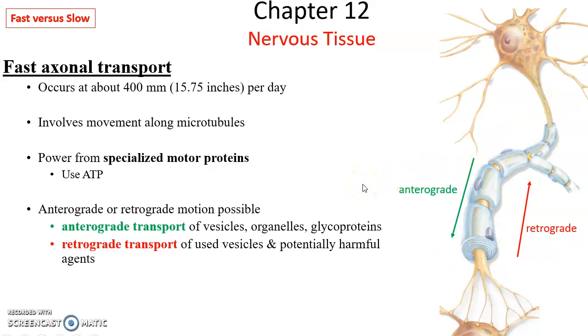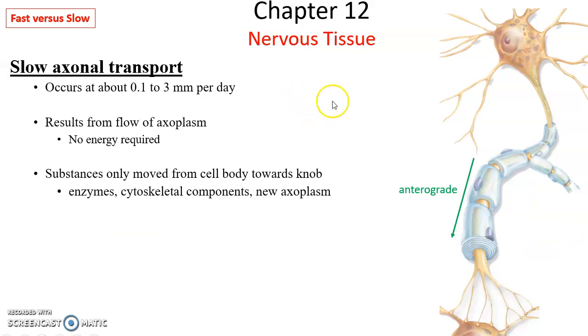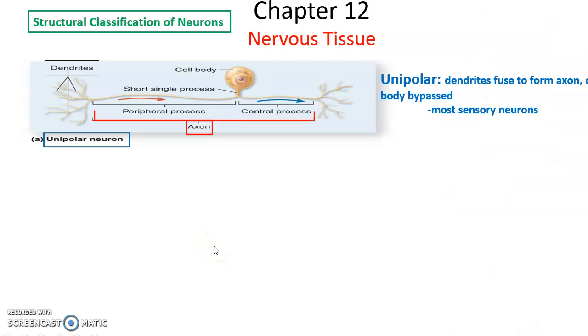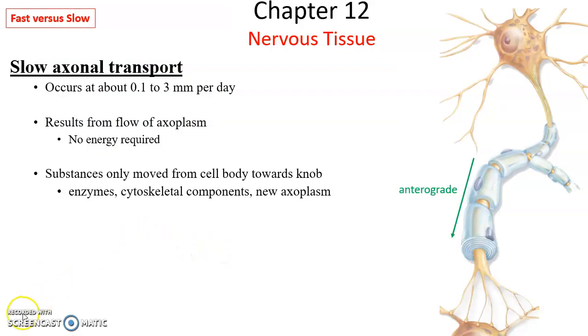And slow axonal transport is a lot slower, 0.1 to 3 millimeters per day. Wow, pretty slow. And that is basically just diffusion and the slight flow of the axoplasm. It doesn't require any energy. Things just diffuse and move gently down toward the ends of the axon. It could be enzymes, other cytoskeletal components, etc. And that is where we will stop for this part of the lecture.